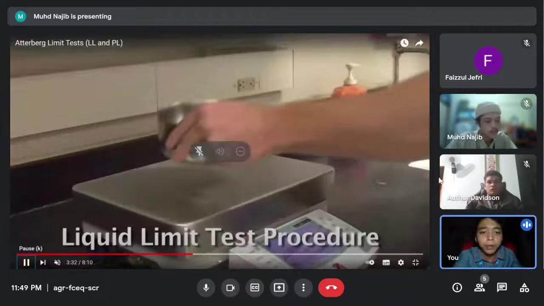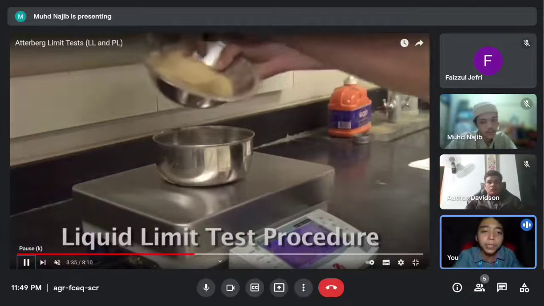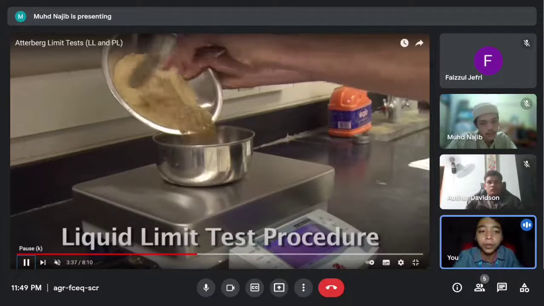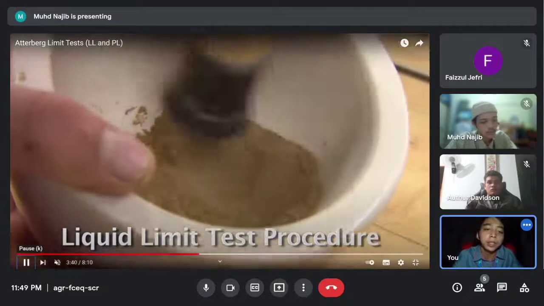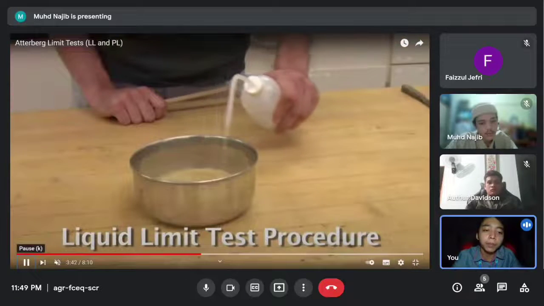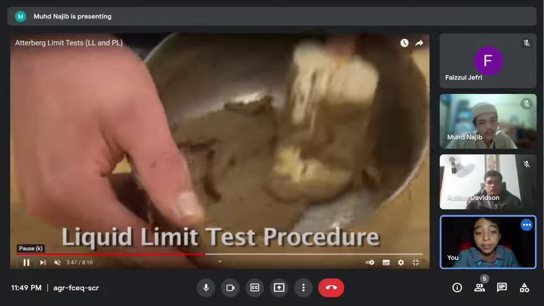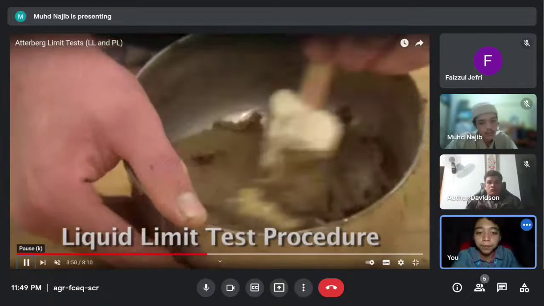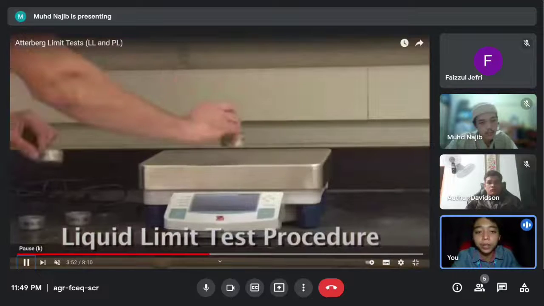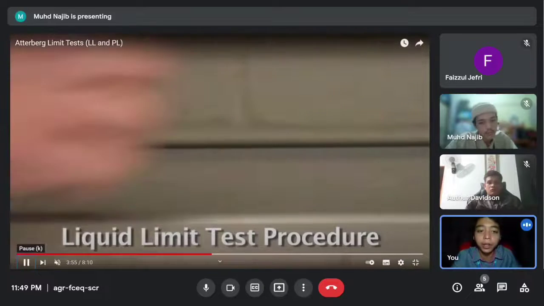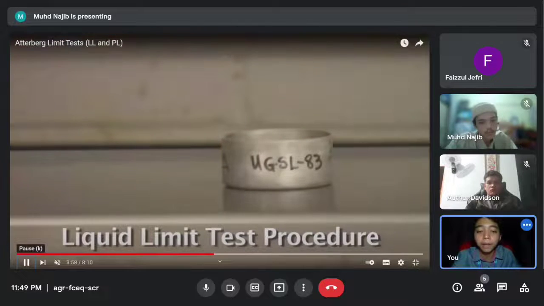So first of all, we will sieve the soil using a number 40 sieve, take roughly 3/4 of the soil and place it into the porcelain dish. The soil is mixed with a small amount of distilled water until it appears as a smooth, uniform paste. Next, 4 moisture cans are weighed, and the respective weight and can number are recorded on the data sheet.